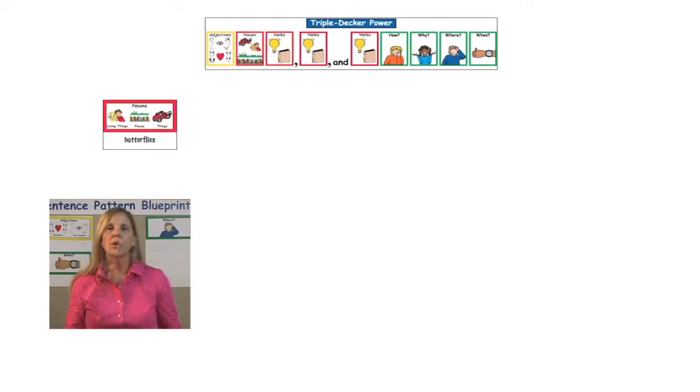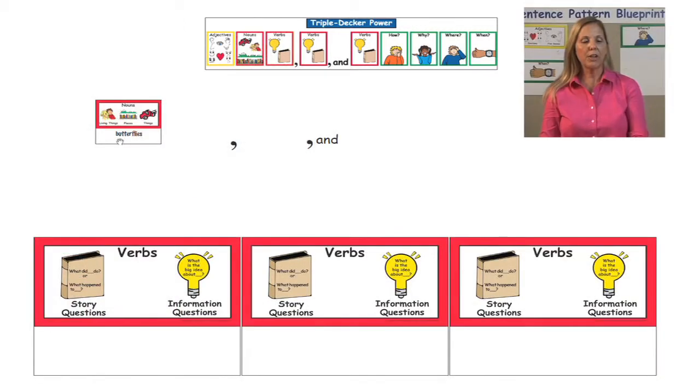Next, we need to add our 3 verb cards, either 3 verbs or 3 verb phrases. Notice up above in our sentence, we have our 2 commas with and after the second comma. Once we fill in our verb cards, we can place them in our sentence with our commas already included. What kind of verb is this? Is this for a story or is this for information? It's for information. We are going to ask the information question.